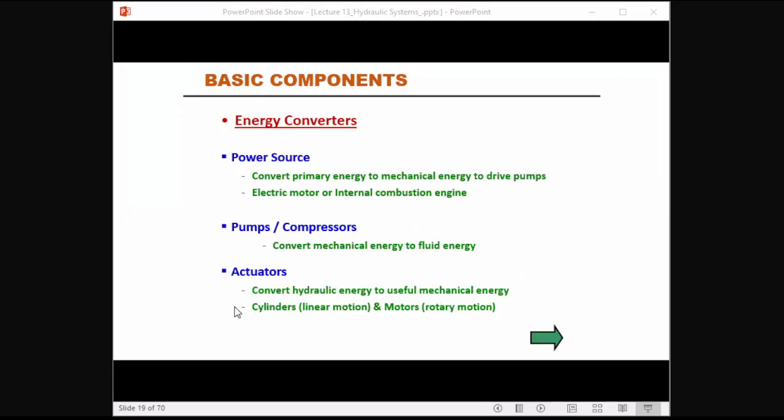Then these are the actuators, cylinders. Using cylinders we can take linear motion, forward and backward direction motions. Using hydraulic motors, you can see lots of hydraulic motors in industry. Using these hydraulic motors we can create rotary motions.